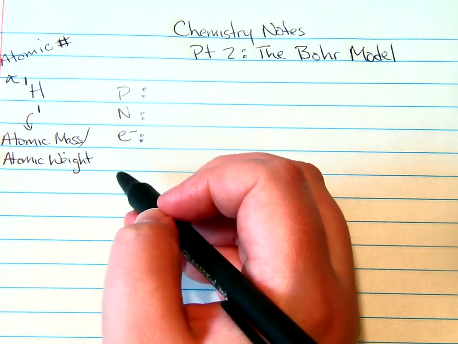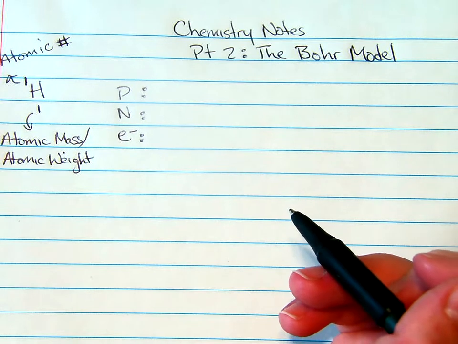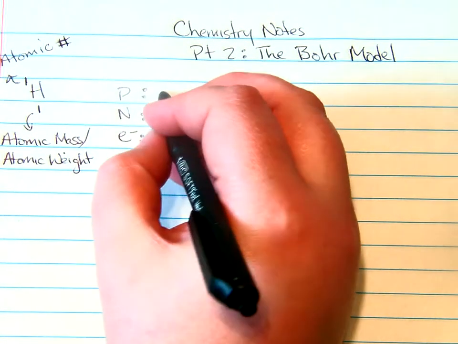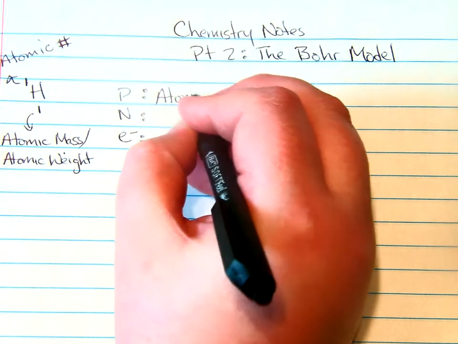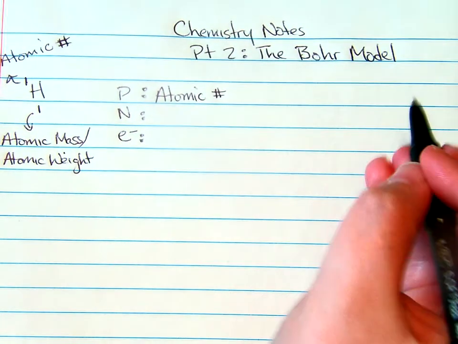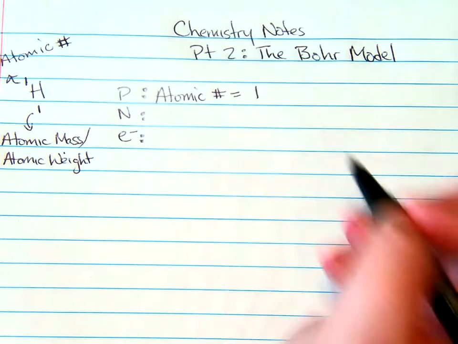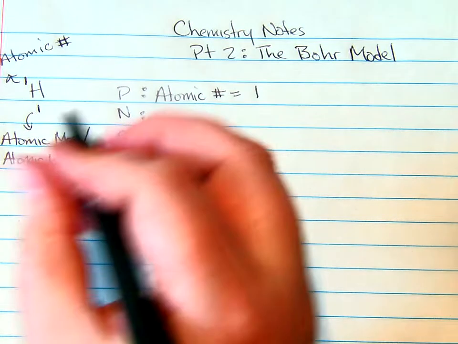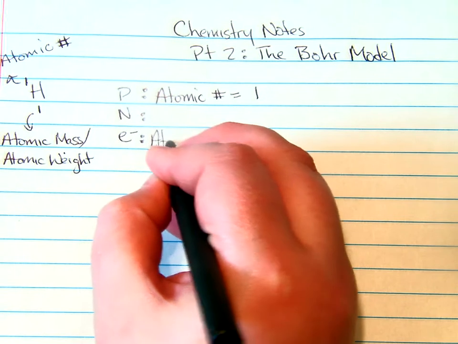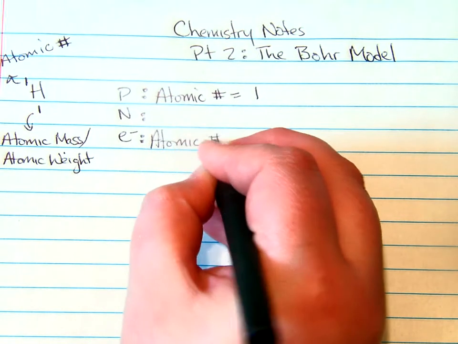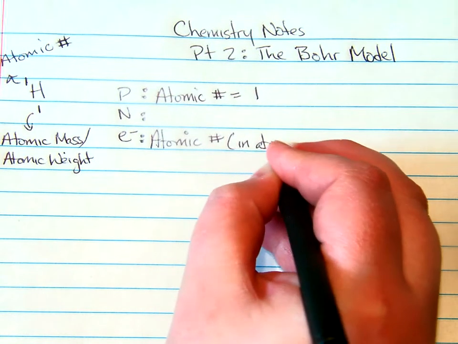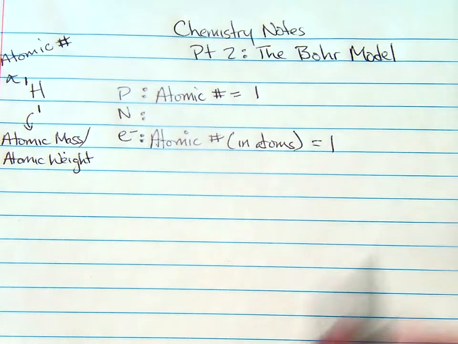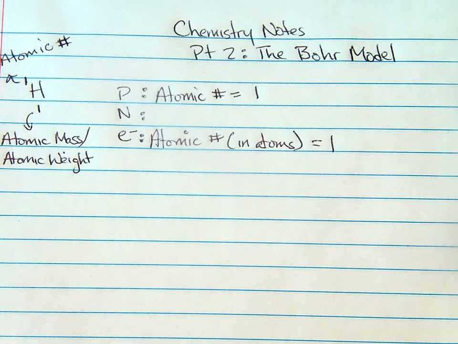So, how many protons do we have? Well, we know from last day that the number of protons we have is equal to the atomic number. That means we have 1 proton. Electrons are also equal to the atomic number. Not always, but in this case, because we are working with atoms. Neutrons, meanwhile, are a little bit more complex than that.